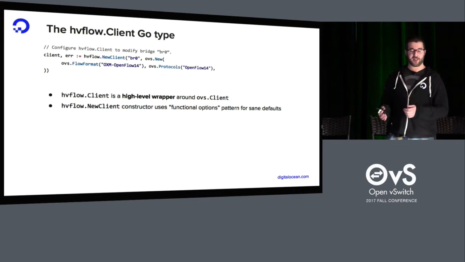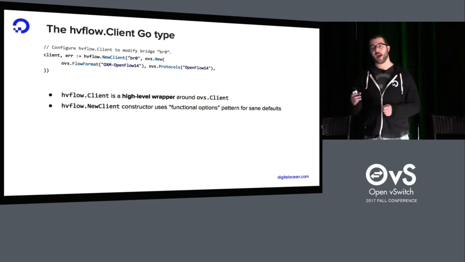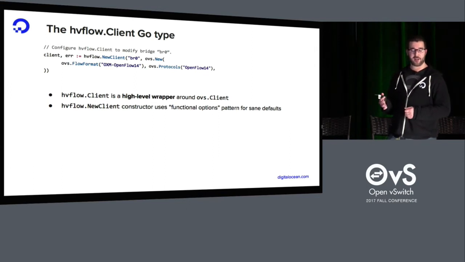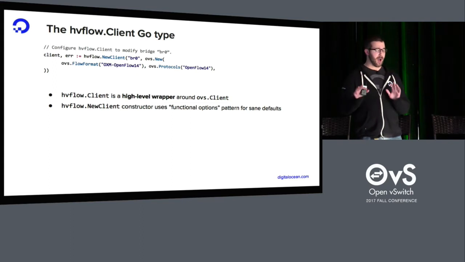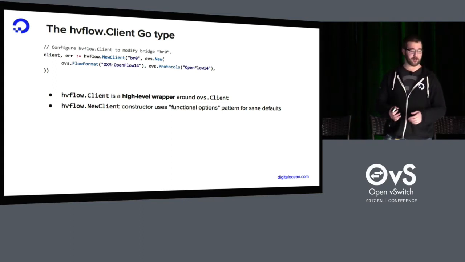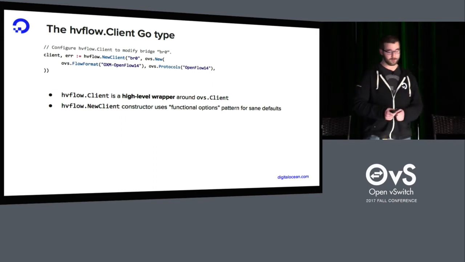So this is our client's type. And the hpflow client is a high-level wrapper around the OVS client. And the hpflow client, similar to the OVS client, uses a functional options pattern of sorts so that you can specify optional configuration parameters for all of your dependencies. In this case, we configure the OVS client with the OpenFlow format that we expect.